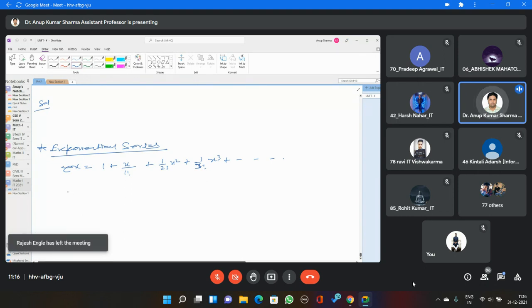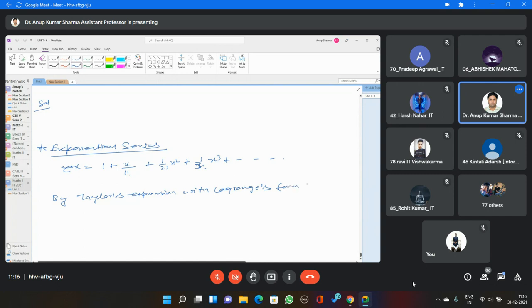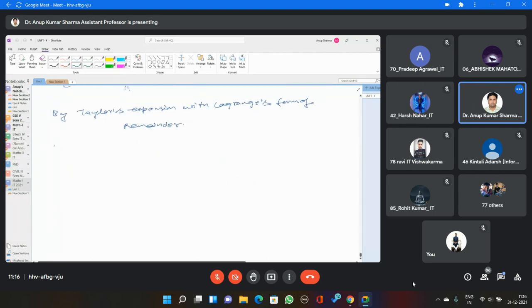So using Taylor's expansion with Lagrange's form of remainder, we already know these things. f of x is equal to, we are writing about the origin, f of 0, plus x minus 0 upon factorial 1 times f dash of 0, plus x minus 0 whole square upon factorial 2 times f double dash of 0.